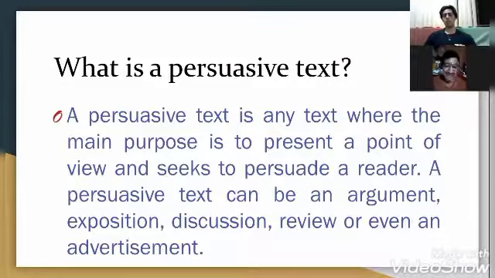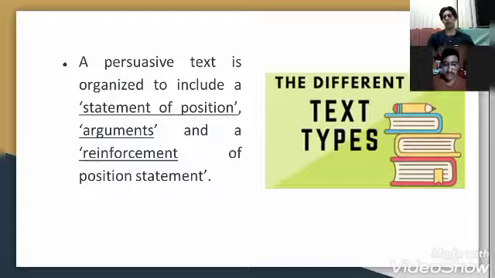So this is a persuasive text. It's an argument whose main purpose is to present a point and get the reader to agree with it. A persuasive text is organized to include a statement of position, arguments, and a reinforcement of the position statement. So these are the three main parts of a persuasive text: the statement of position, the arguments of this position, and the reinforcement of the position statement.